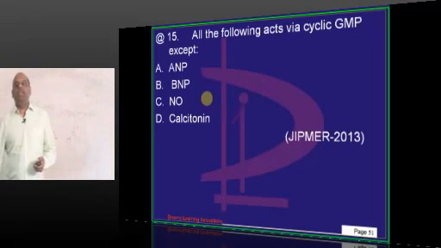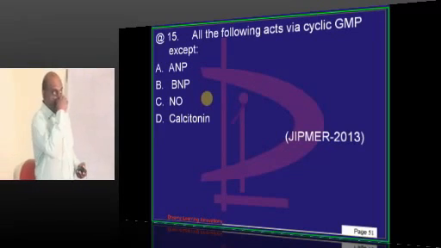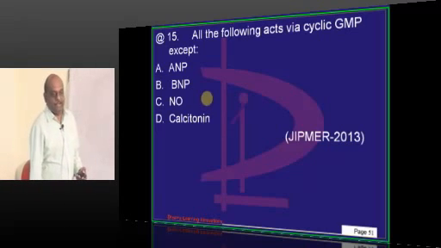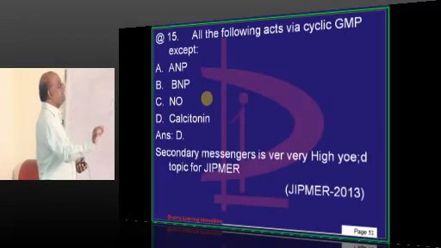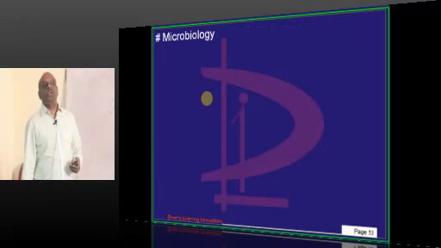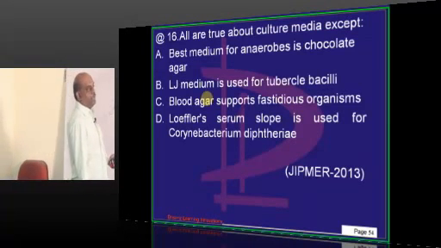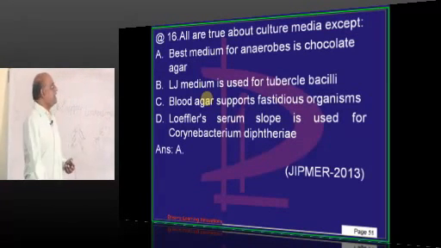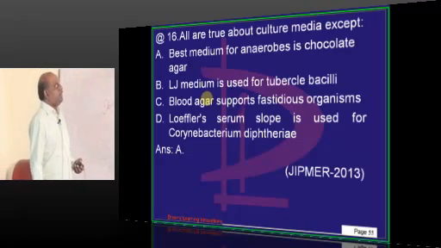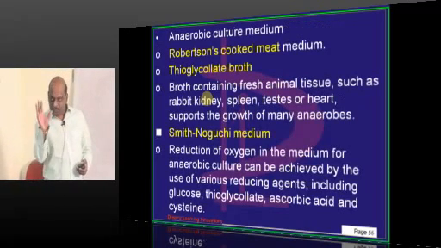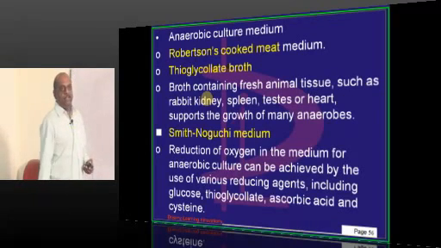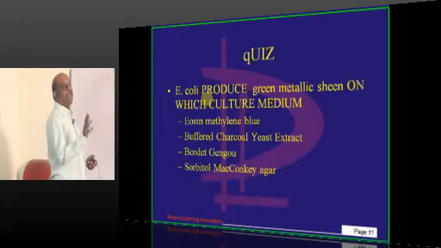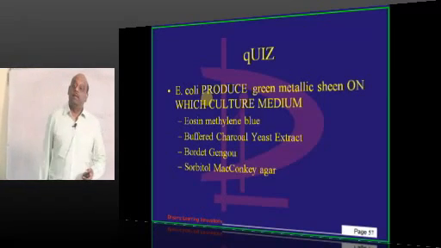Then cyclic GMP, once more you can recognize, secondary messengers is a very high yielding topic. So nitric oxide, BNP, ANP, all of them use cyclic GMP as the secondary messenger. That is what you have to basically remember. Then about the culture media, what is accepted about it? Chocolate agar is not an anaerobic medium. There are some special media which are called anaerobic media: Robertson cooked meat, thioglycolate broth, Smith-Noguchi medium, etc.